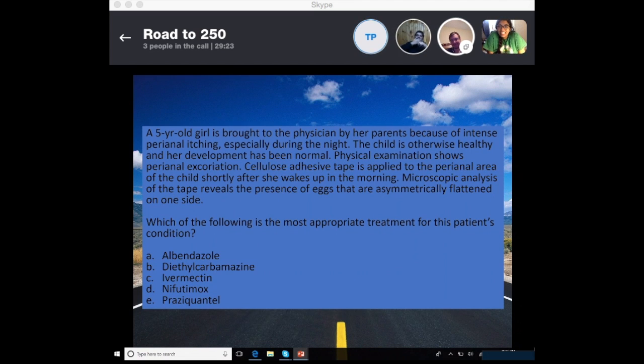on that note, a 5-year-old girl is brought to the physician by her parents because of intense perianal itching, especially during the night. The child is otherwise healthy and her development has been normal. Physical exam shows perianal excoriation. Cellulose adhesive tape is applied to the perianal area of the child shortly after she wakes up in the morning. Microscopic analysis of the tape reveals the presence of eggs that are asymmetrically flattened on one side. Which of the following is the most appropriate treatment for this patient's condition?